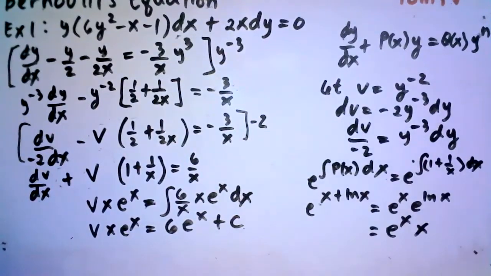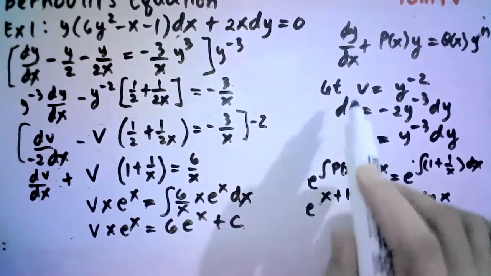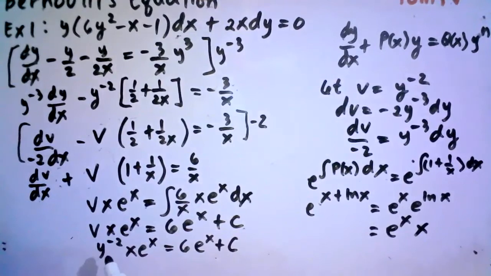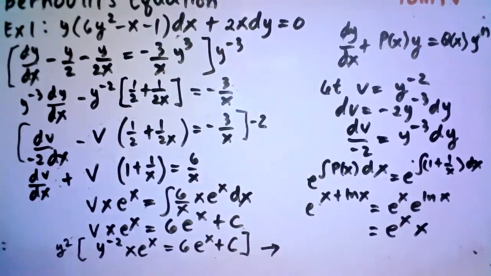So we have y^-2. This is y^-2. And then we have here x equals 6x plus c. Since we have here y^-2, we will make it positive. So we will have a multiplier, which is y raised to 2, its reciprocal. So that our final answer will be, okay, I will erase this one.